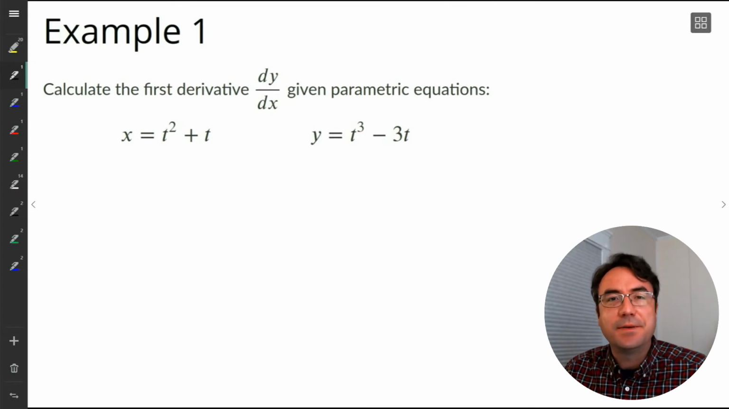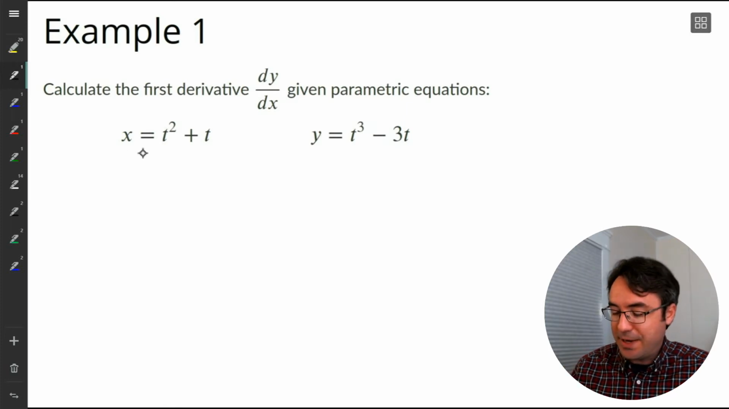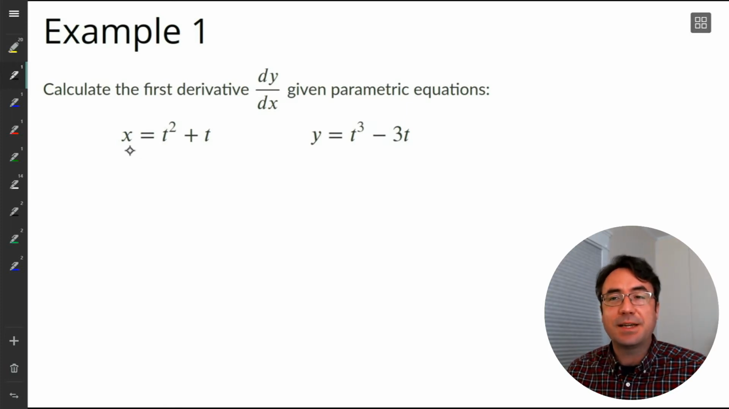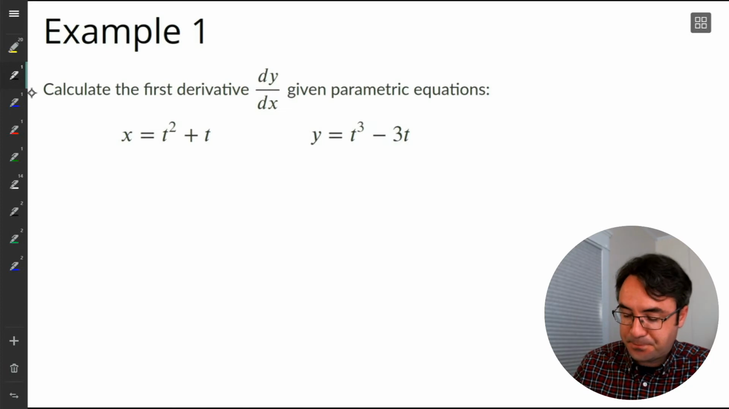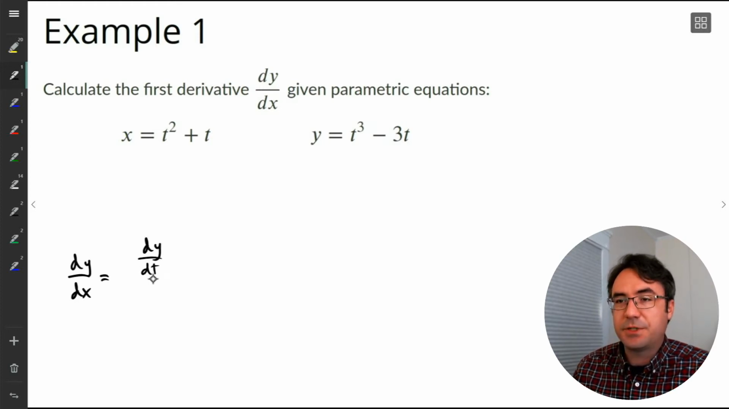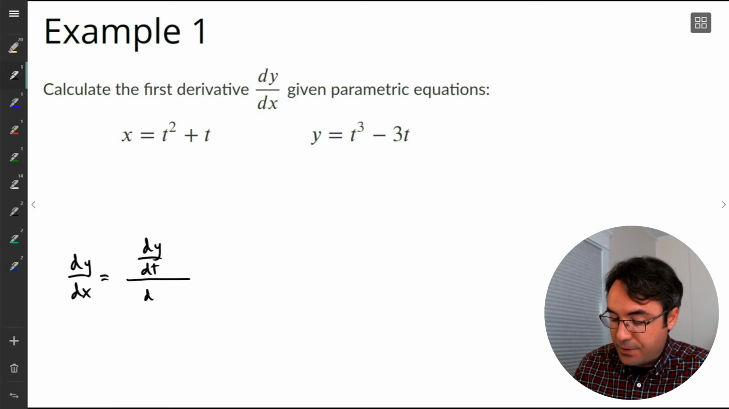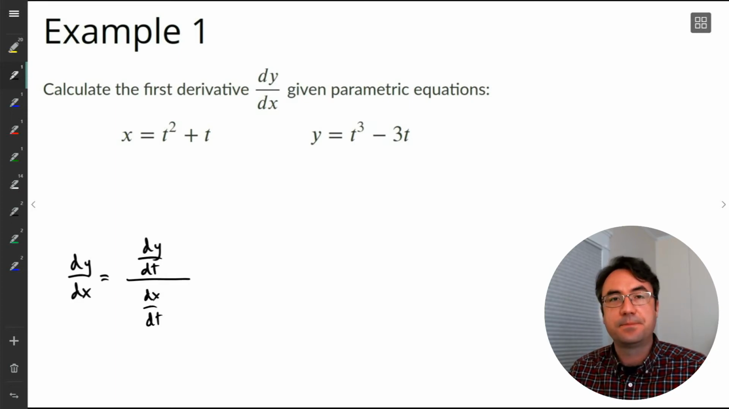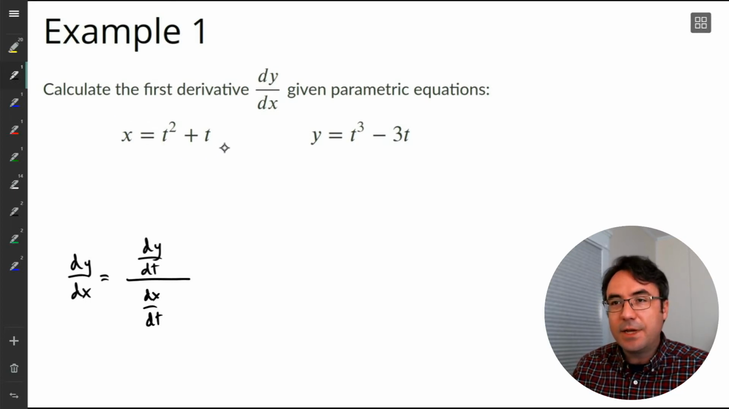All right, so let's try some examples where we actually calculate these things. Let's look at example 1. We're going to calculate the first derivative, dy/dx, where we're given parametric equations. We have this parametric curve where x equals t squared plus t, y equals t cubed minus 3t, and we want to calculate dy/dx. So we want to see how y changes as x changes. We're going to use our formula: the derivative of y with respect to time divided by the derivative of x with respect to time. We're just going to differentiate each of these equations with respect to t.